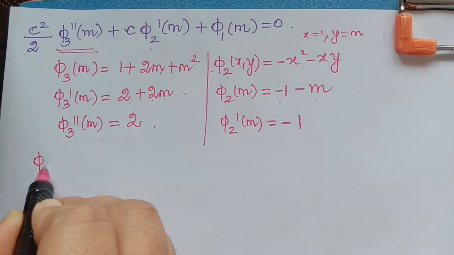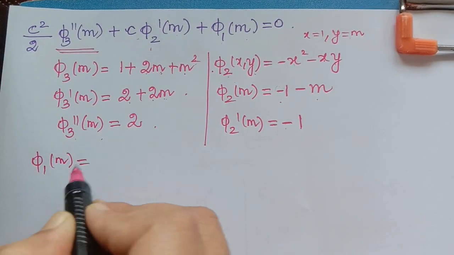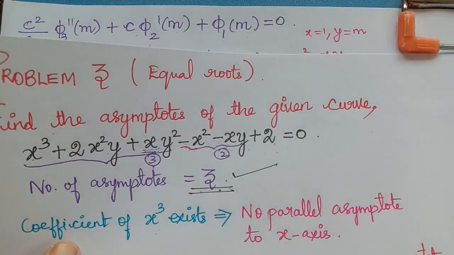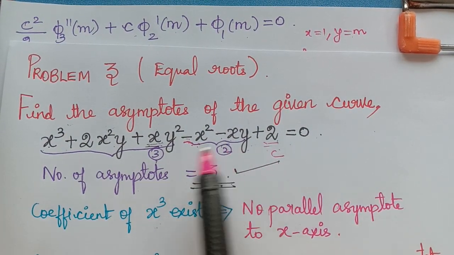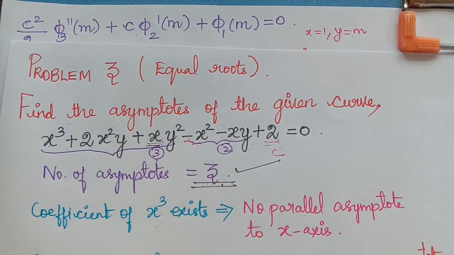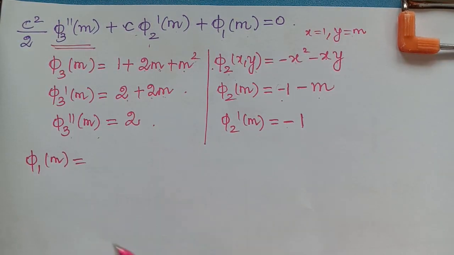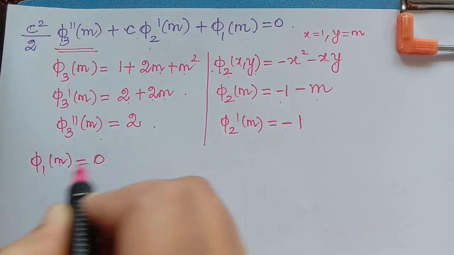So when we see what will be phi 1 of m, it will be those terms with degree 1. So when you check in the given curve, this is a constant term. We do not have terms with degree 1. So when we don't have the terms, we should take it as 0. So phi 1 of m is 0.